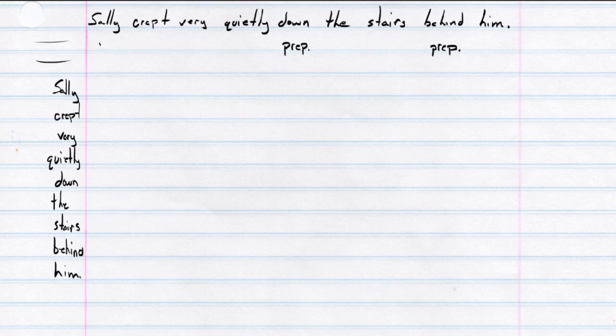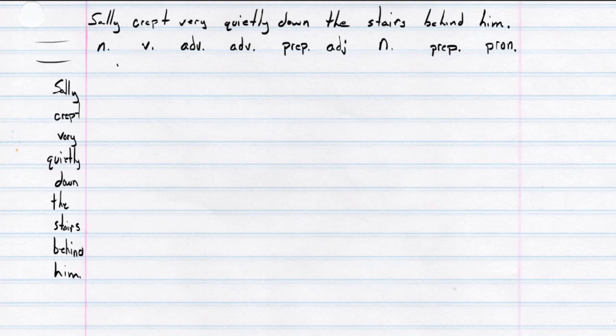Okay, so here we go. Sally is a noun. This is a proper noun. Okay, crept. This is a verb, an action verb. Very is an adverb modifying the other adverb, quietly. Quietly is modifying the verb crept. The is an adjective, nearly always and forever an adjective. It's also the definite article. Stairs is a noun. It's a plural noun, concrete. Him is a pronoun. That's the object, third person pronoun.